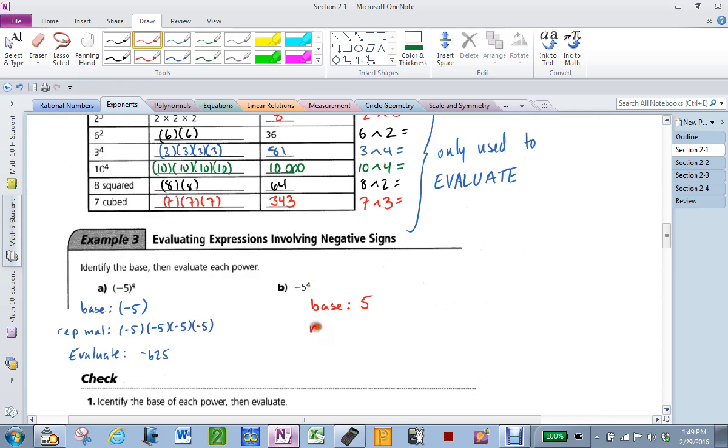Which means, what is the repeated multiplication? 5 times 5 times 5 times 5, with what out in front of all of it? A negative. Because the negative doesn't repeat because it's not part of the base. Do you understand that? Yes. Great. So now try using your calculator to evaluate. I haven't taught you all yet, so see what happens. It should give you the same number, right?